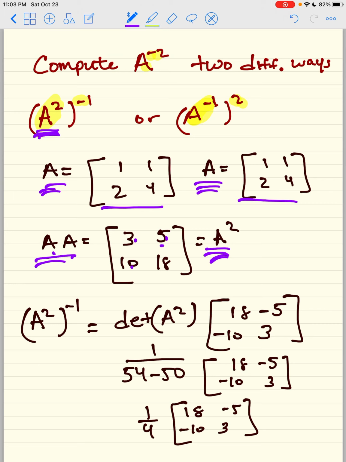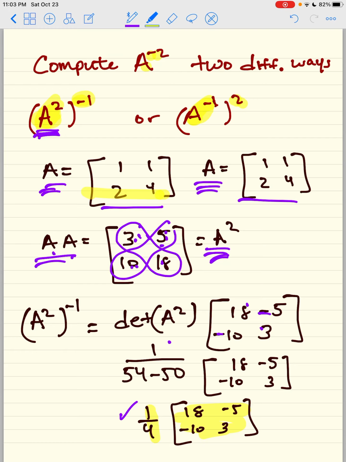How do we find the inverse for a 2 by 2 matrix? Oh, I just showed you a really fast way. All you have to do is find the determinant. That's 54 minus 50, so 1 over 4. And then we're going to swap these two, 3 and 18, and negate the 5 and 10 to be negative 5 and negative 10. And then you just take 1/4 of all of this. So in this case, I did A squared, and then I found the inverse.